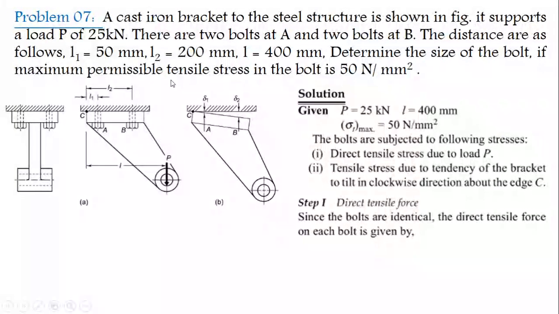Okay, what is given in the problem? This is the cast iron bracket on the steel structure. It supports the load of 25 kilonewton. It is an eccentric load about the bolt axis. There are two bolts at A and two bolts at B. Here two bolts, here two bolts, so 4 bolts are there.